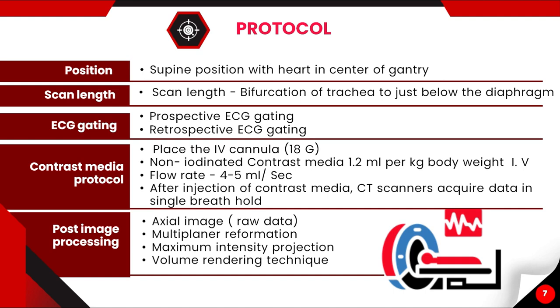In prospective ECG gating, the image acquisition is done at a predetermined part of the RR interval, and it is always a sequential procedure, and it causes low patient dose. For prospective ECG gating, patient weight should be less than 100 kilograms, and the patient should have stable sinus rhythm with heart rate less than 60 to 65 beats per minute.